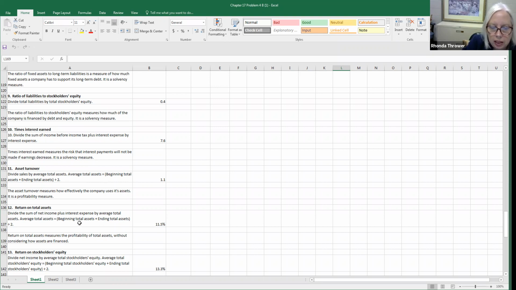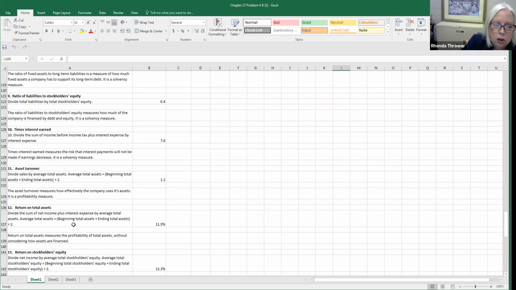We're going to take the beginning total assets, which really is the ending total assets for year 1. We're going to add to it the ending total assets for year 2, and that total is going to be divided by 2 to find the average total assets.